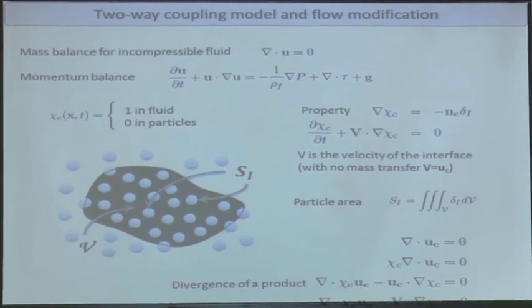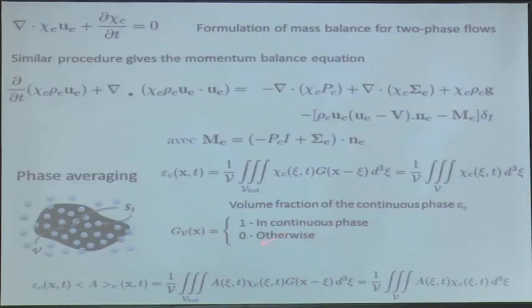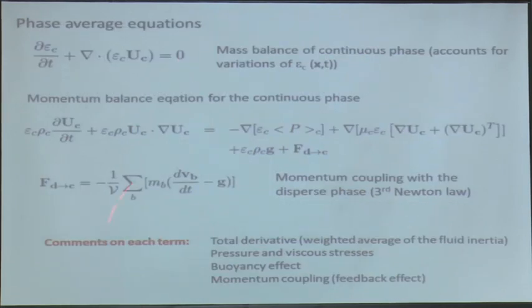After some calculations, if you look at the equations, you see that they are very similar to the previous ones. You have the divergence of something, but now we are accounting for epsilon, and epsilon is the fraction of the volume which is occupied by the fluid. So you have, let's say, a two-phase system.